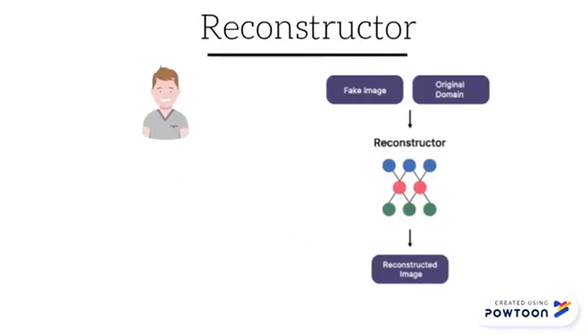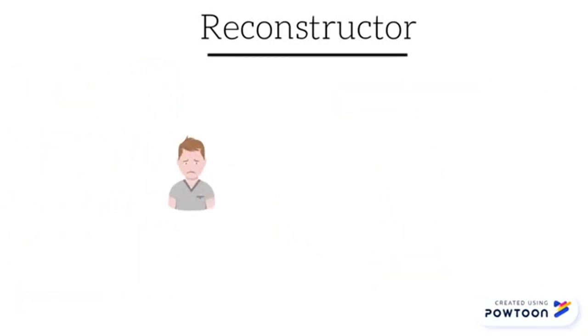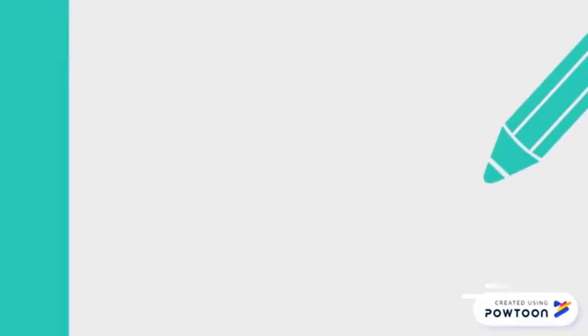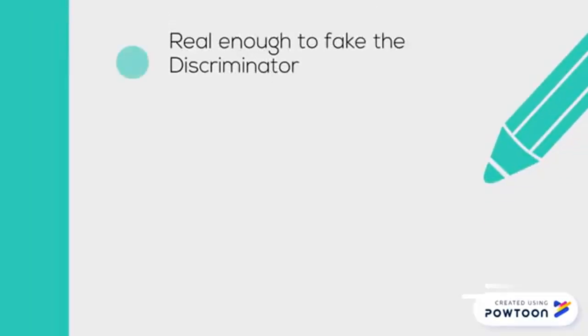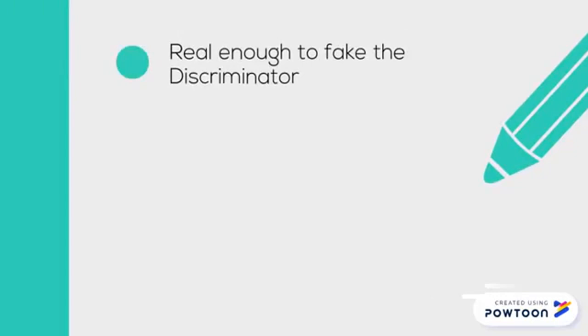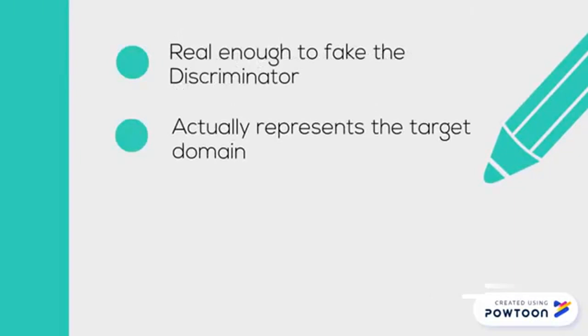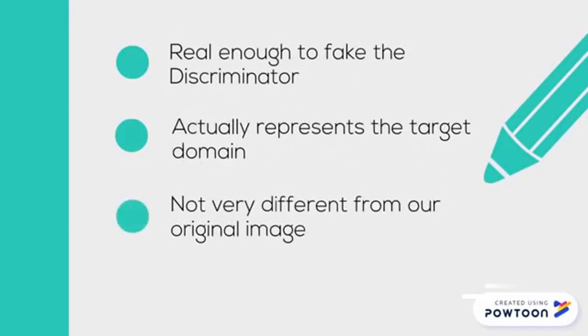The generated image is also transformed back to the old image to see how different the reconstructed image is from the original image. This helps us identify how much the algorithm is distorting our original image. The general idea is that we generate an image that is real enough to fool the discriminator so that we don't have an awkward looking smile or something that doesn't look very natural. Something that actually represents the target domain so that the boy actually looks like he's smiling, and something that's not very different from our original image so that it retains its original content and we don't get a distorted image as our output.